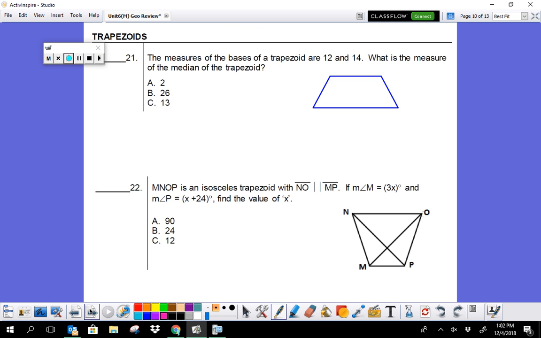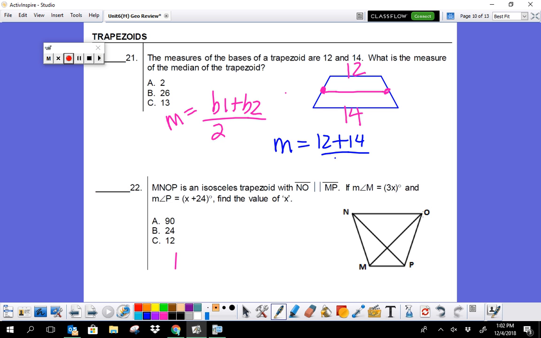All right, 21. The measure of the bases of a trapezoid are 12 and 14. What is the measure of the median? Okay, so I'm trying to find the length of this median. So what we do is we add the bases together, so B1 plus B2, and we're going to divide by 2. That's going to get me that median. Okay, so I'm going to have M equals 12 plus 14 divided by 2. So that's 26 divided by 2, which is 13. Okay, and just write that in there and see if that makes sense, and it does.